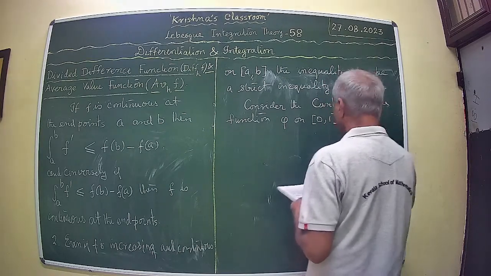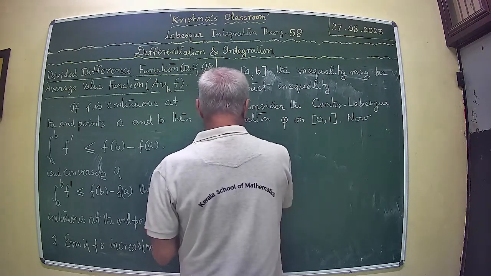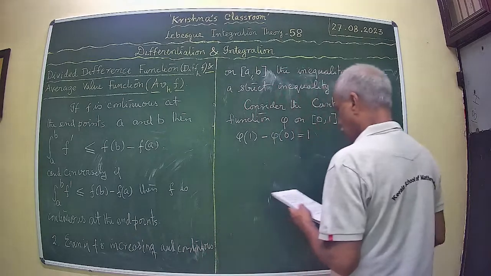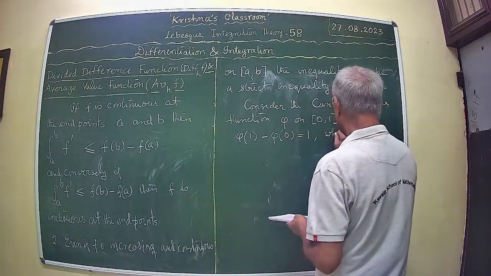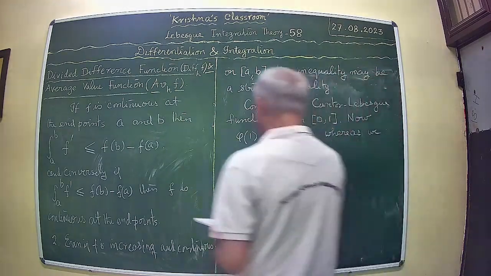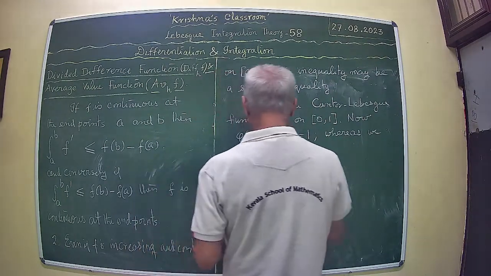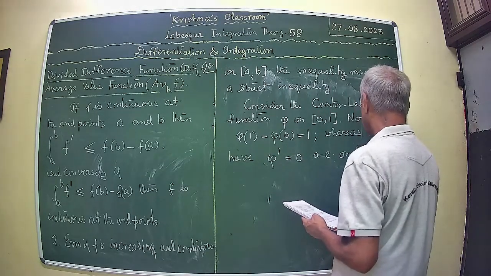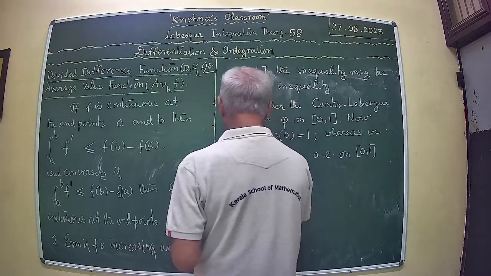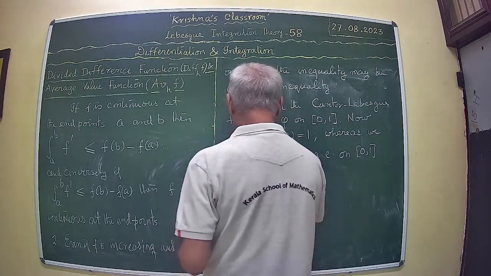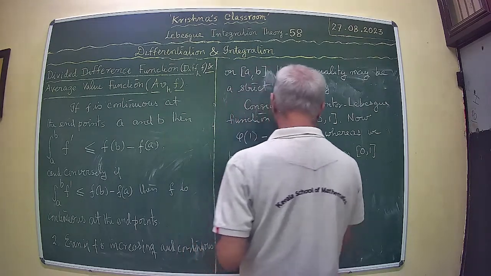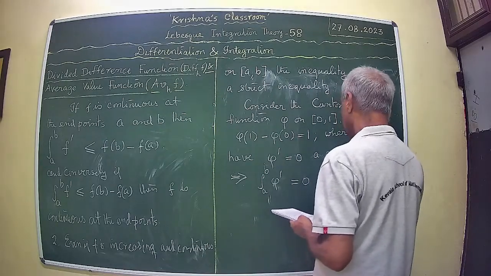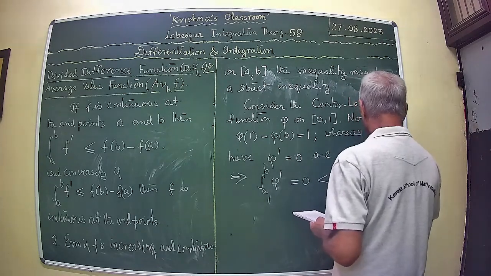Now, f at b is equal to 1, whereas we have phi derivative equal to 0 almost everywhere. And that implies the integral from a to b is equal to 0, which is strictly less than 1. So strict inequality holds in this case.